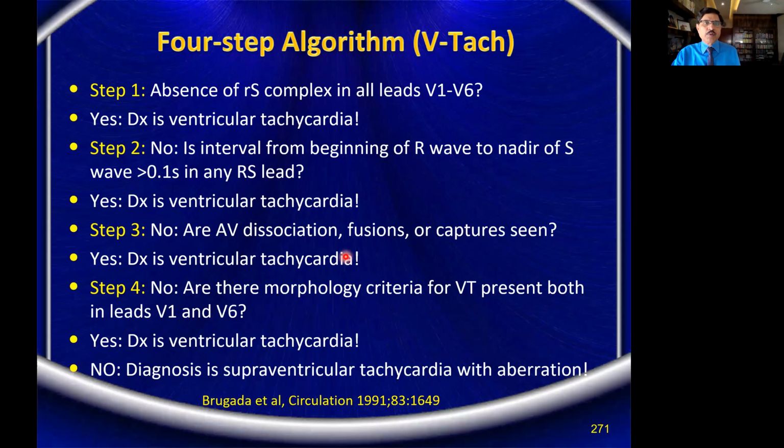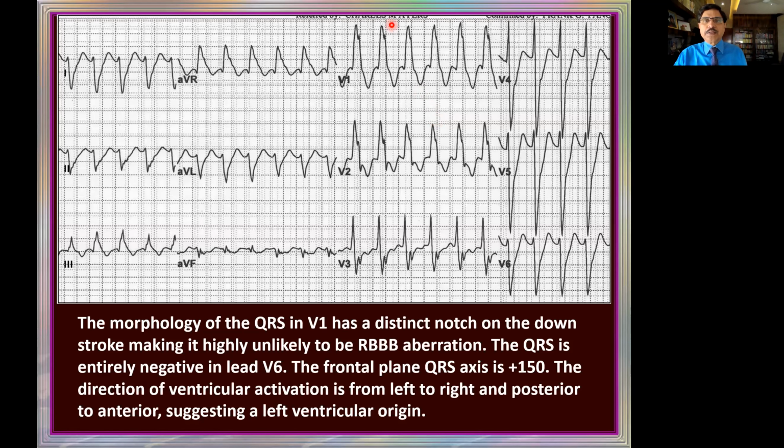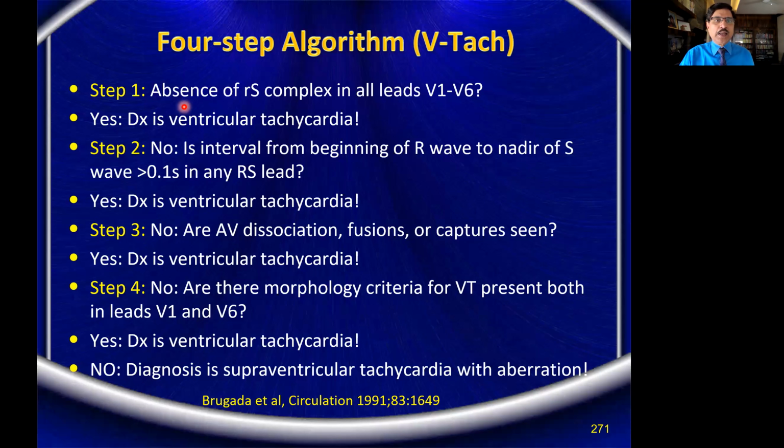So there are 4 steps of VTAC diagnosis. Step 1: absence of RS complexes in all leads V1 to V6. Small r, no RS. We don't have that here. If there are RS complexes, the diagnosis is ventricular. Step number 2, that is not there.